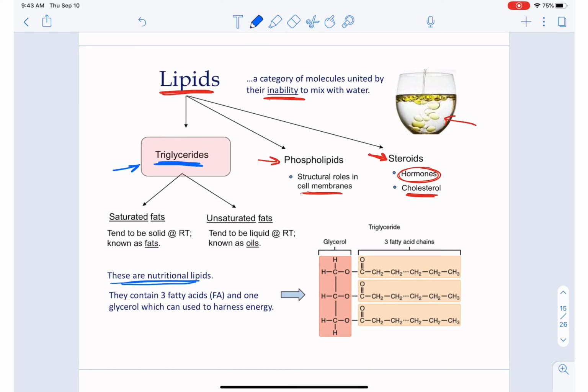And there are two different categories. One of those is saturated fats. Saturated fats tend to be solid at room temperature, like butter, for instance. We call these saturated fats, and we typically call these fats. Then the other category is unsaturated fats. Unsaturated fats tend to be liquid at room temperature, and we know these as oils.